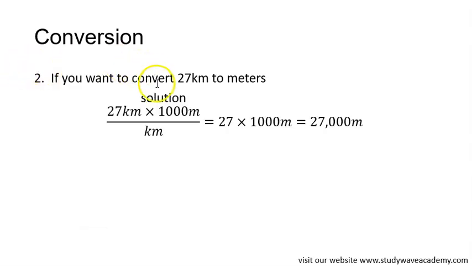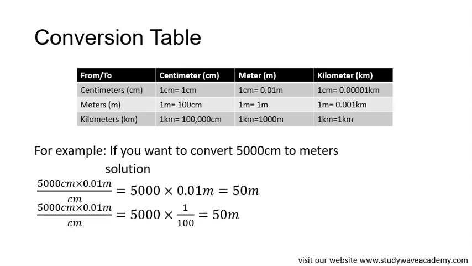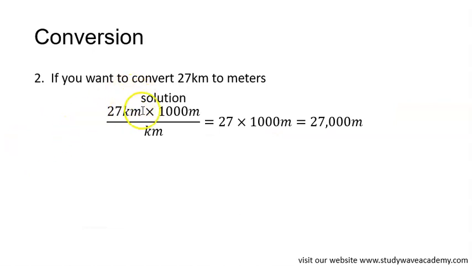So let's look at another example. Here we have, if you have to convert 27 kilometers to meters. How do we do it? Let's go over to our conversion table to see how to convert from kilometers to meters. 1 kilometer makes 1000 meters, so we're going to be using 1000. Okay? So 27 kilometers times 1000 meters over kilometer. Do you understand?